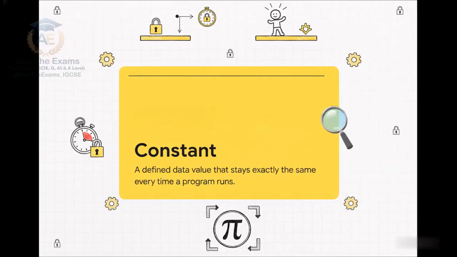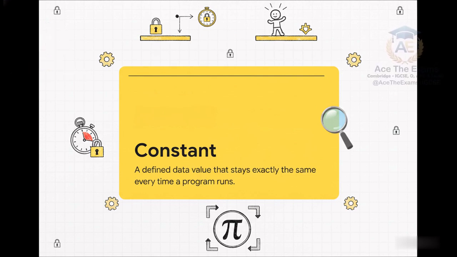Now, in complete contrast to that, we have the constant, and it is exactly what it sounds like. Once you define a constant, you are locking that value in place. It will stay exactly the same every single time the program runs. So if you've got a game that always gives players exactly 60 seconds to finish a level, that 60 is a constant. Or if you're writing a program to calculate the area of a circle, the value of pi, 3.14, is a constant that literally never fluctuates.